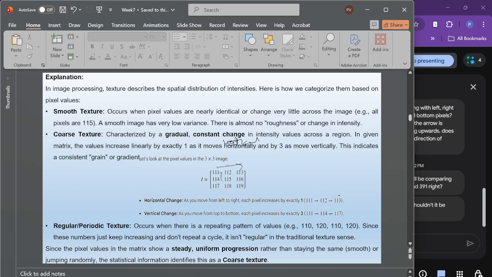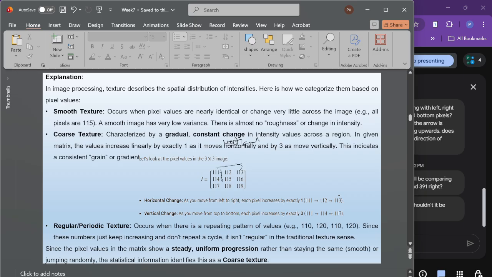And if we move vertically from top to bottom, you see the pixel value increases by 3, like 111, 114, 117. So our next option is regular or periodic texture. That occurs when there is a repeating pattern of values, like 110, 120, 110, 120. It is repeating the same values. Since these numbers just keep increasing and don't repeat a cycle, it is not a regular or periodic texture.